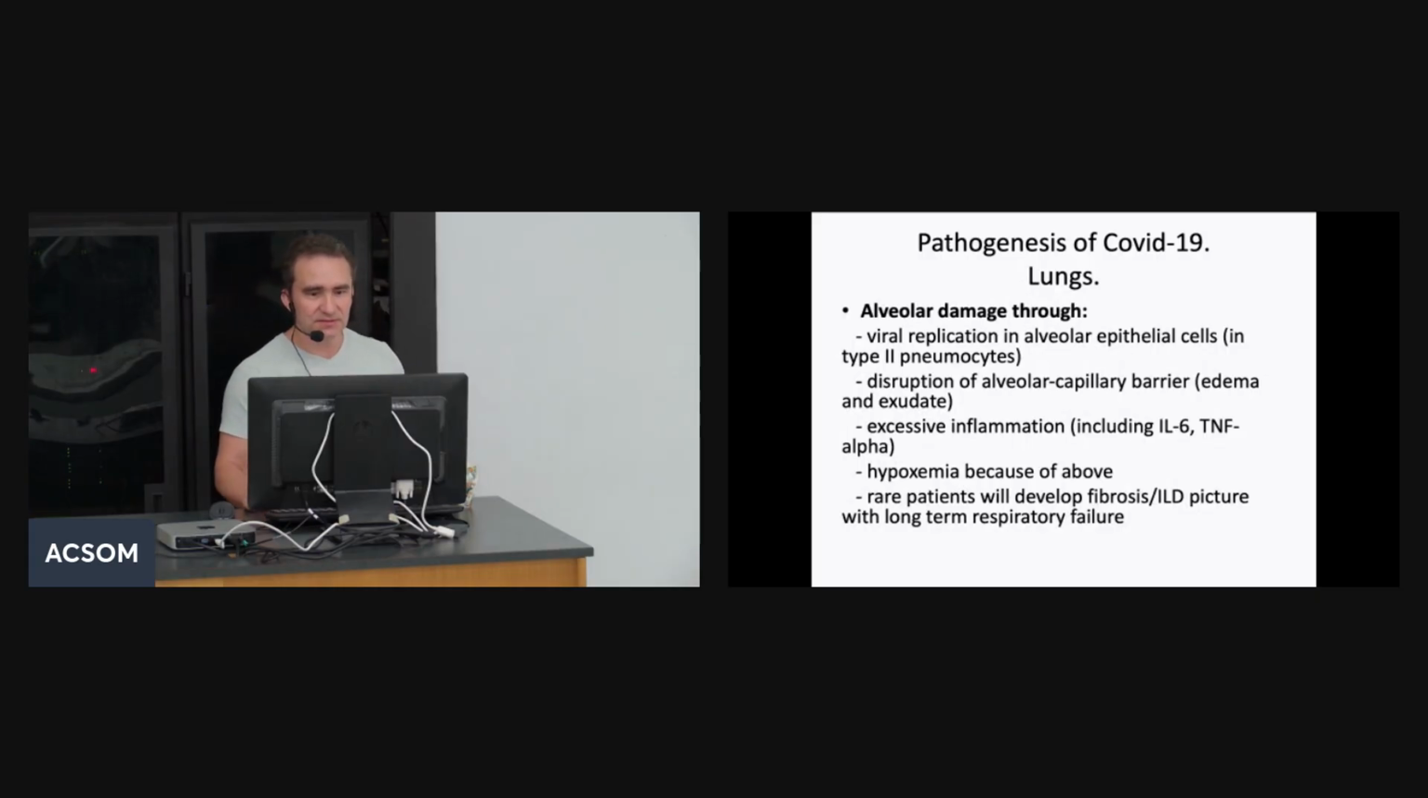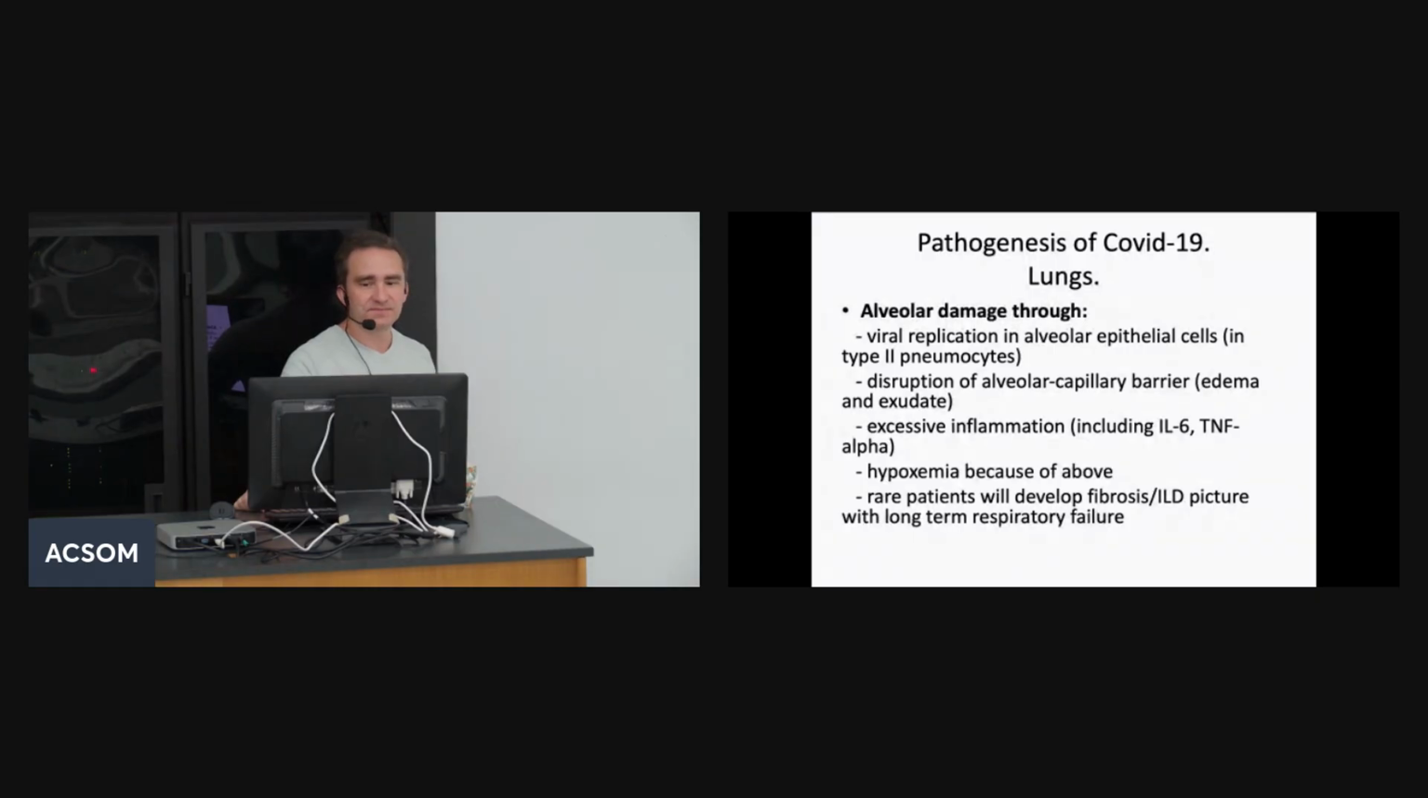So what happens in the lungs? Viral replication will damage the alveoli by replicating in the alveolar epithelial cells. It would disrupt the alveolar capillary barrier, and then what would happen? Fluid would leak inside the alveoli, which would cause pulmonary edema. ARDS may cause excessive inflammation, which again will cause consolidation, and then that part of the lung will not be participating in oxygen exchange.